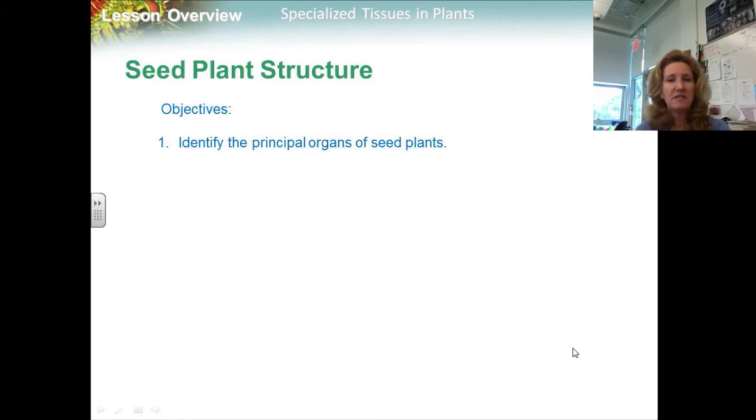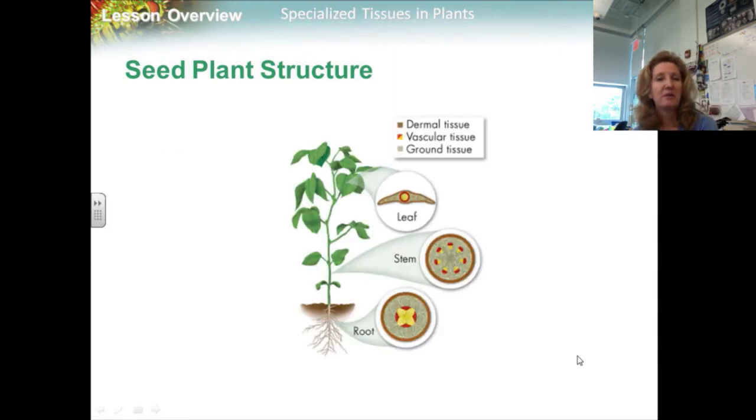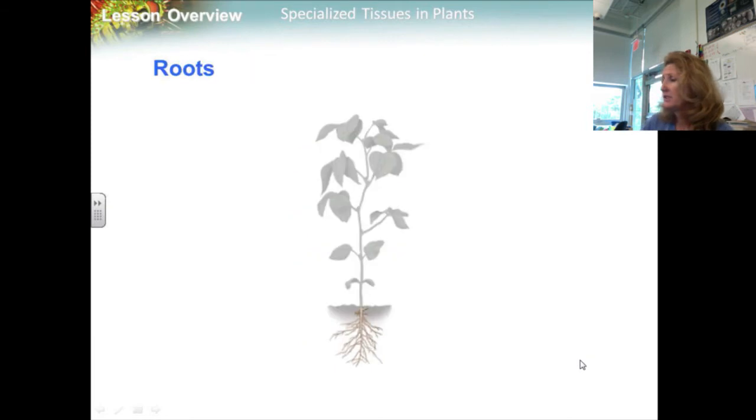So our first objective is to identify the principal organs of seed plants. As you should know already, the three principal organs of seed plants are roots, stems, and leaves, as you can see in this figure. The organs are linked together by tissue systems that produce, store, and transport nutrients and provide physical support and protection. So first, the roots.